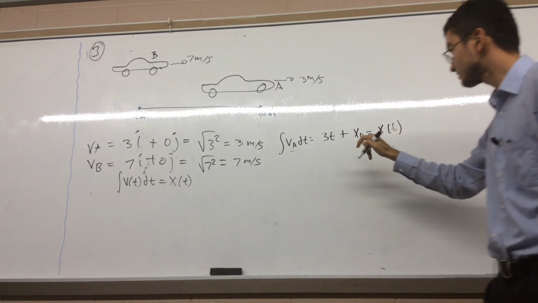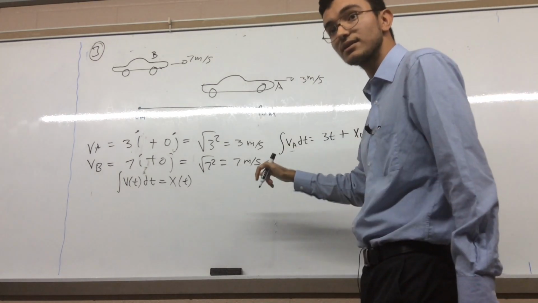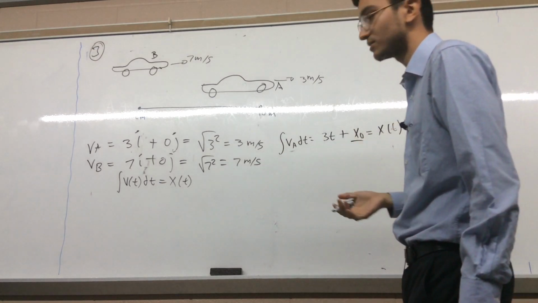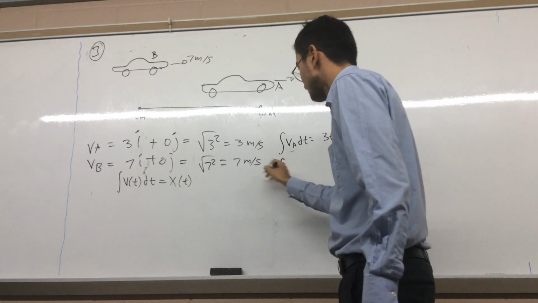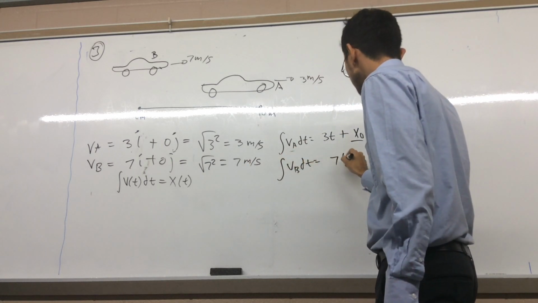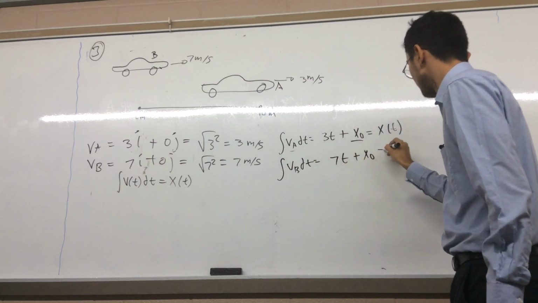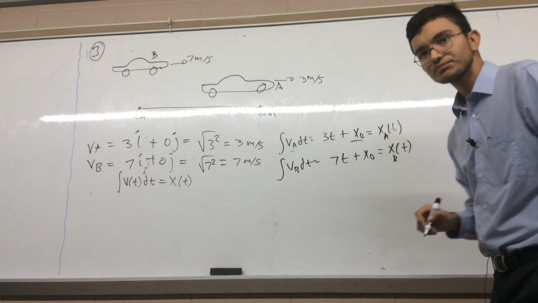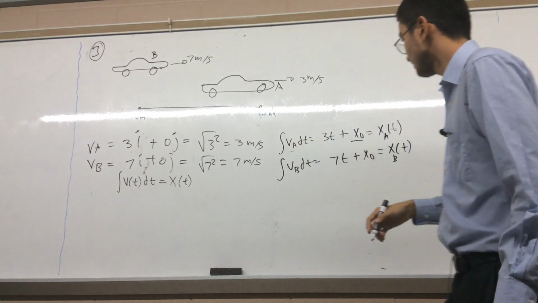This is because when you take an indefinite integral, you have an arbitrary constant of integration. That's what we call it. Now, if we take the integral of v dt for B, that's going to be 7t plus x0 equals x(t). So when you take an integral, you add the initial value, pretty much.